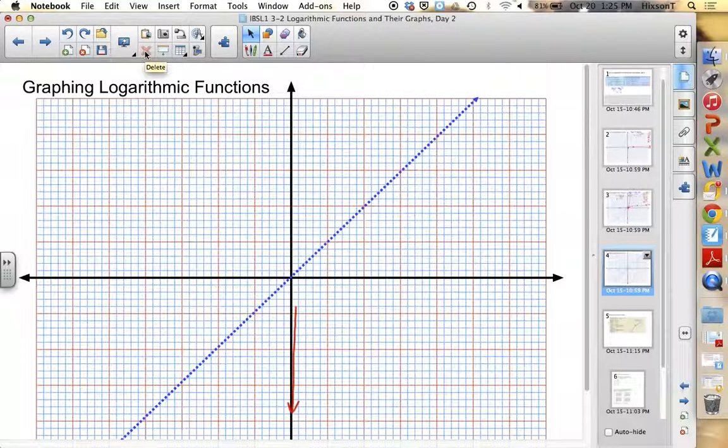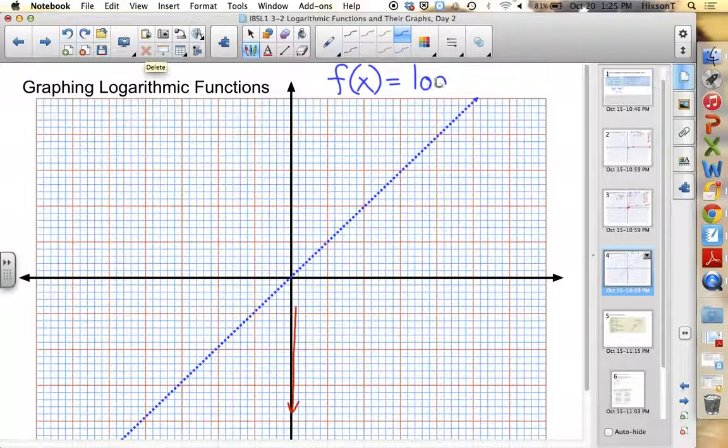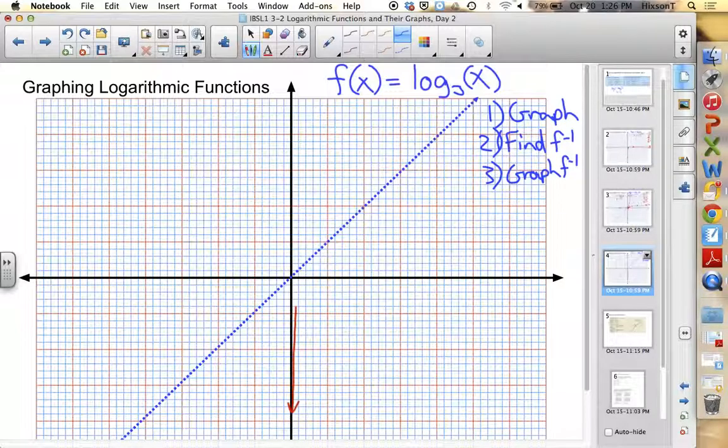Let's say that we have f of x equals the log base 3 of x. So, a couple things. First of all, try graphing it. Secondly, find f inverse. And thirdly, graph f inverse. Go ahead and pull up next to someone next to you. You can work together to find some points.